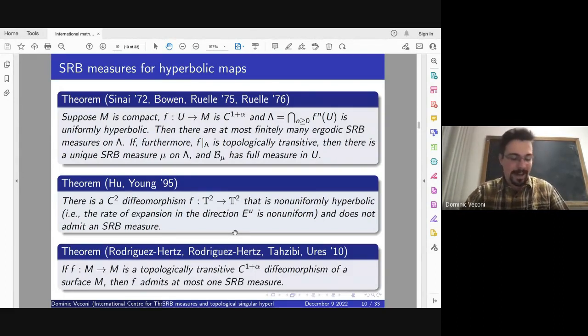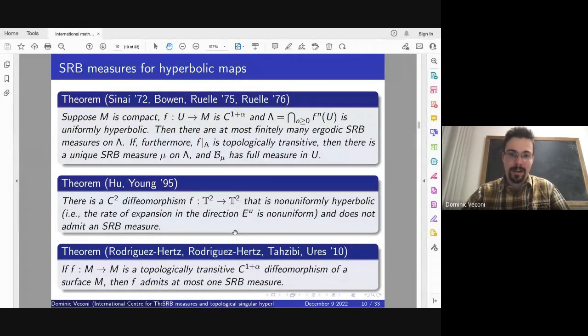And in some sense, SRB measures are very natural to talk about, but they're actually quite exceptional. If you generalize notions of uniform hyperbolicity, then proving the existence of SRB measures can be quite challenging, sometimes not possible. For example, in 1995, Hu and Lai-Sang Young found an example of a hyperbolic diffeomorphism of the torus that's actually non-uniformly hyperbolic. When I say non-uniformly hyperbolic, what we mean is that the rate of expansion in the unstable direction is non-uniform. It slows down to 0 at the origin in particular. But they showed that this diffeomorphism does not admit an SRB probability measure.